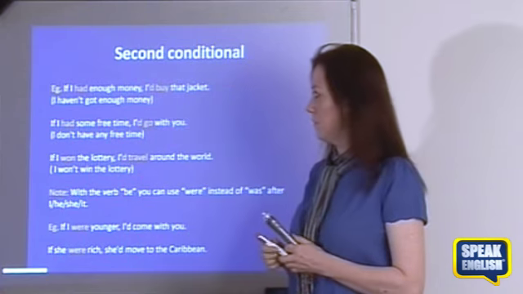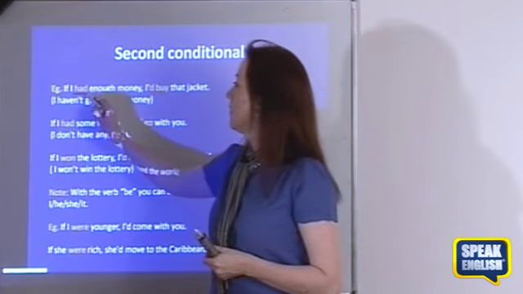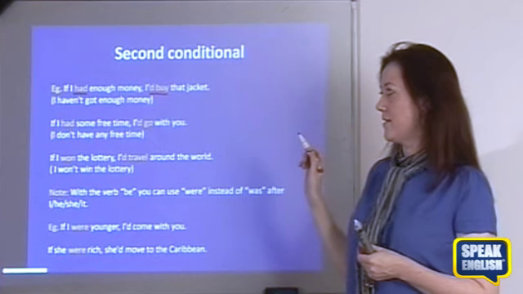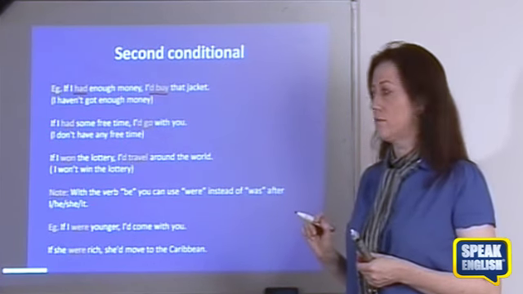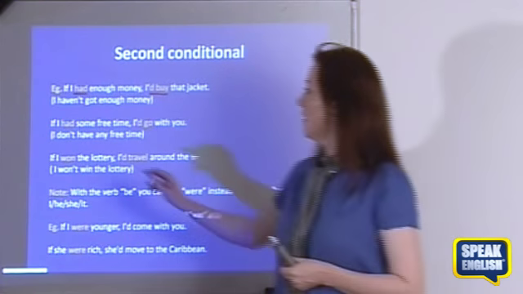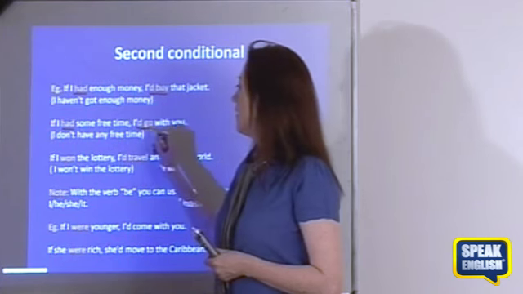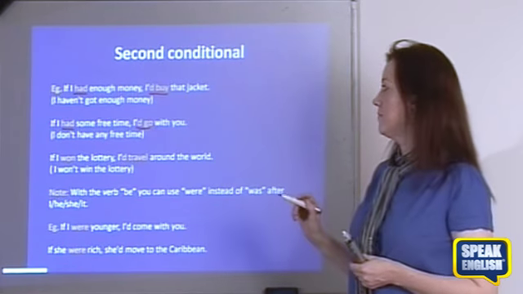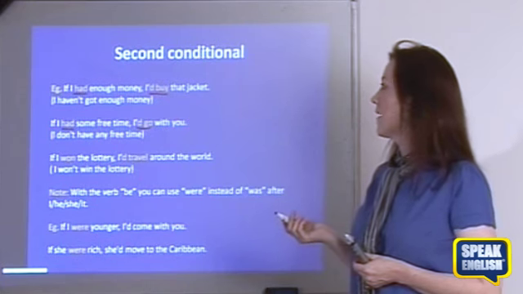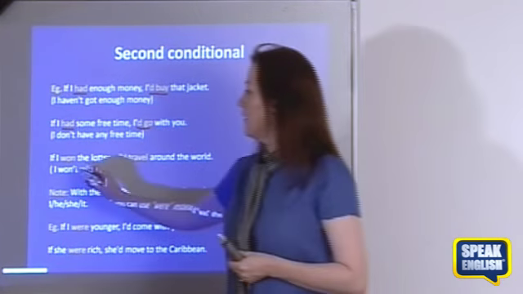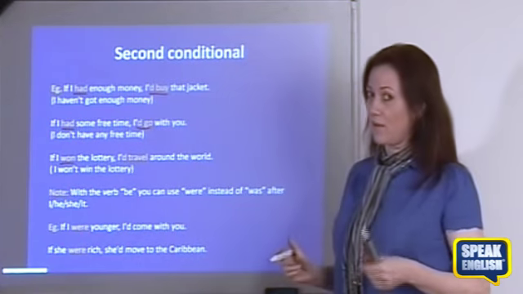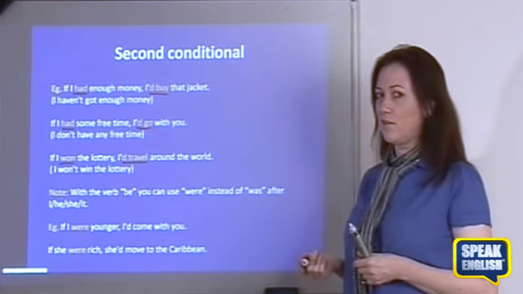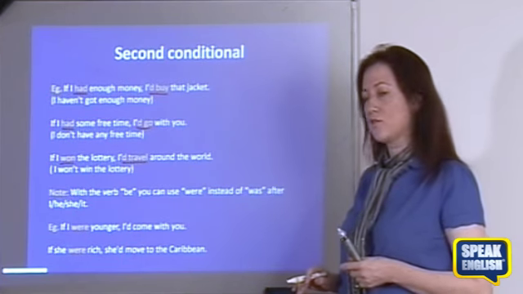If I had enough money, I'd buy that jacket. Past simple after if. Would buy in the main clause. But this means you haven't got enough money, so it's impossible. You're not going to buy that jacket. If I had some free time, I'd go with you. In this case, it means you don't have any free time and you can't go with your friend, so it's a second conditional. If I won the lottery, now this is very unlikely, I'd travel around the world. But the likelihood of winning the lottery is very low, so we'd make it a second conditional.